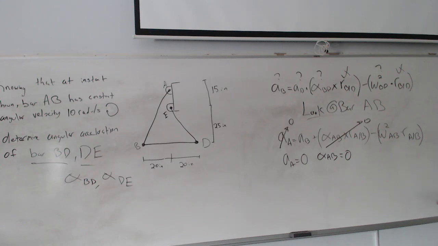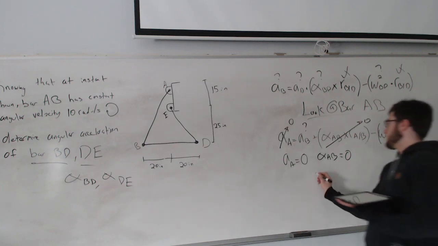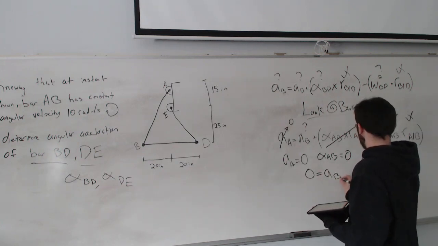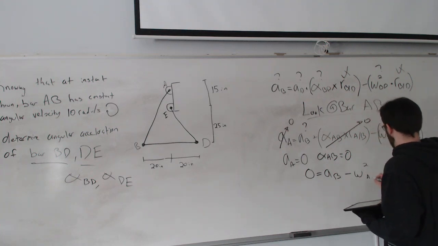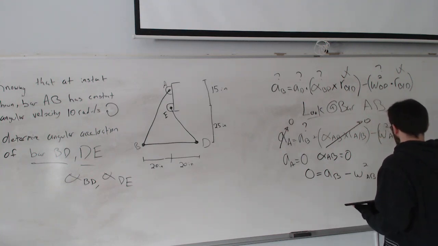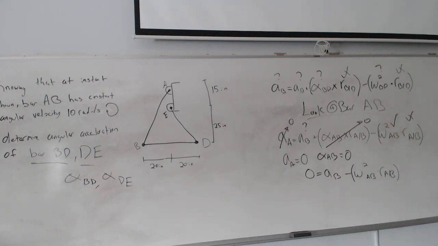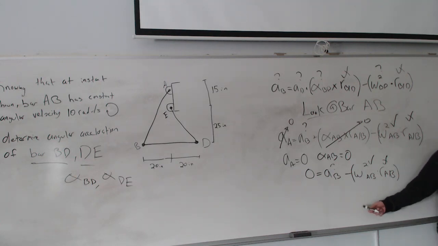So what do I have now? The problem gives me the angular velocity of AB, so I have that term right there. And the position vector, A with respect to B, I don't have it yet, but it's easy to get. So in this equation, I have 0 equals acceleration of B minus that term. I know this, I can get that, I don't know that. One equation, one unknown. After I get the position vector, I can solve this and find the acceleration of B.